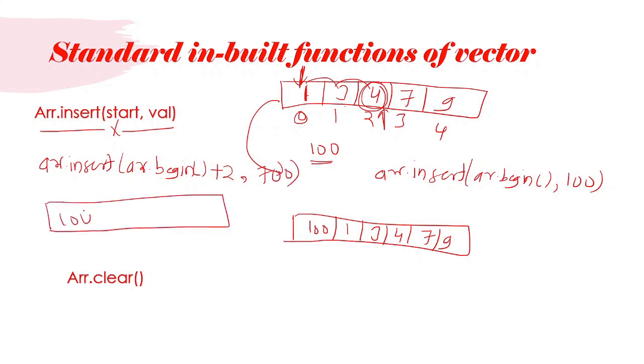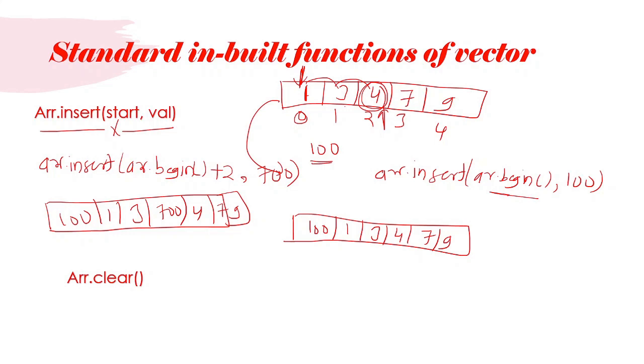So 100 as it is, 1 as it is, 3 as it is, now comes 700, now comes 4, now comes 7, now comes 9. So this is how the insert function works. The insert function helps us put an element at a particular location.